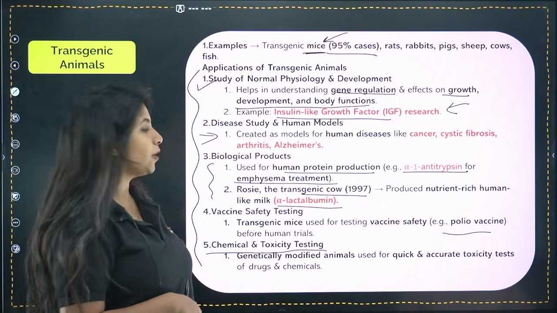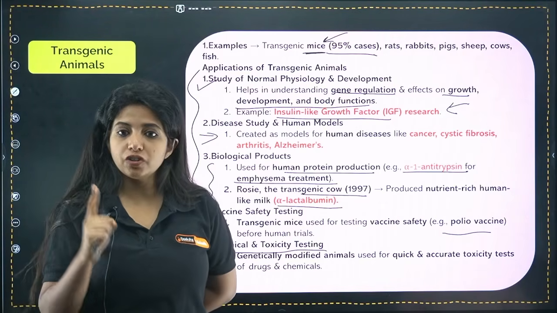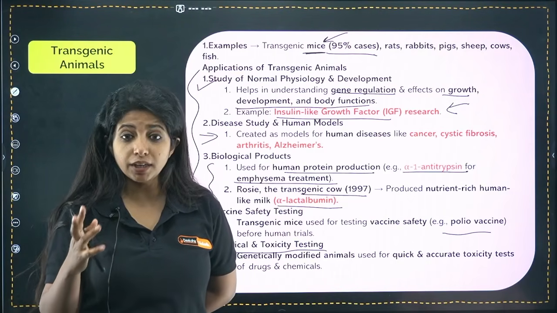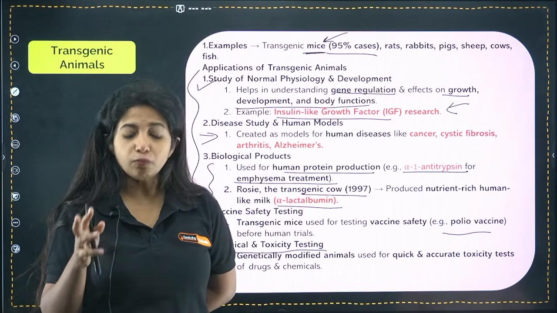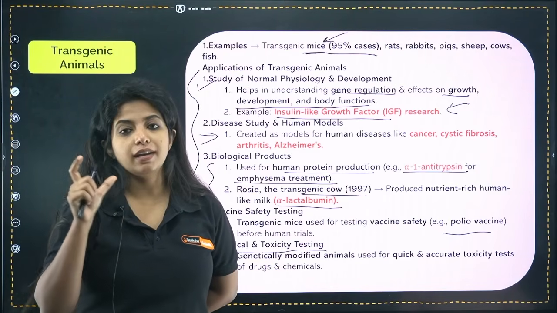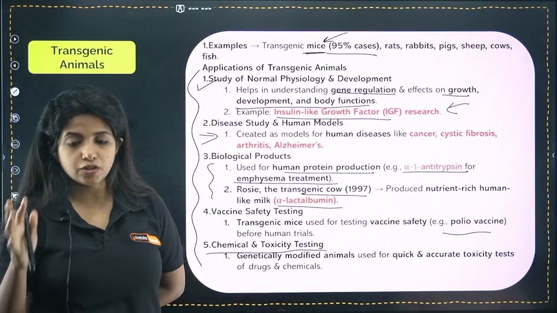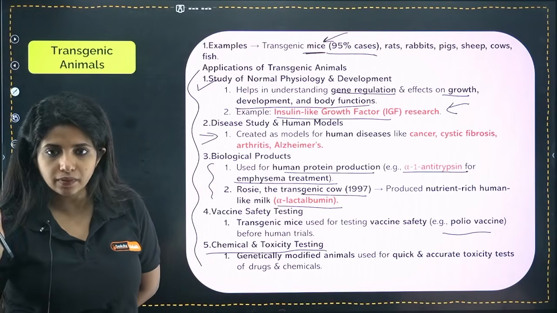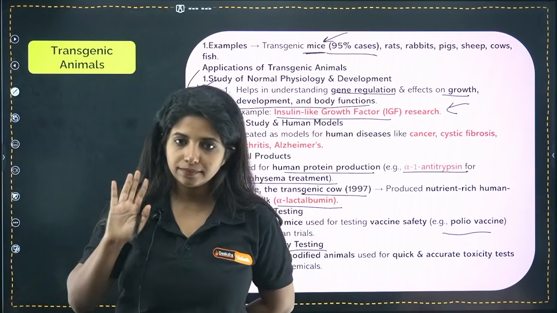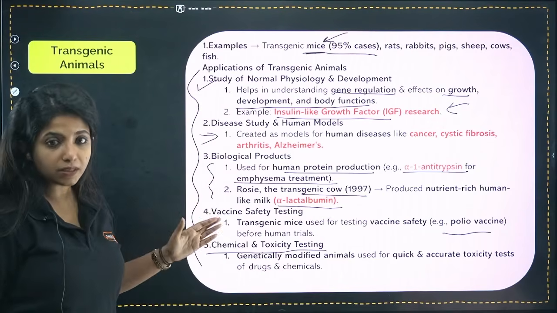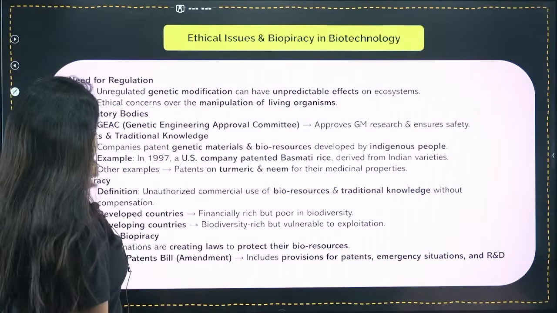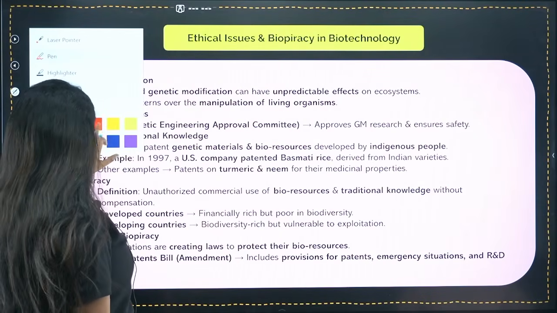Okay, and now biological products. First is alpha-1 antitrypsin for treating emphysema. The second one is the human milk protein, which was found in the cow's milk, known as alpha-lactalbumin. It was produced using a transgenic cow, Rosie, in the year 1997. Then vaccine safety testing, and then chemical and toxicity testing. These are the uses of transgenic animals, and the most used animal is what? Mice. Always remember that.